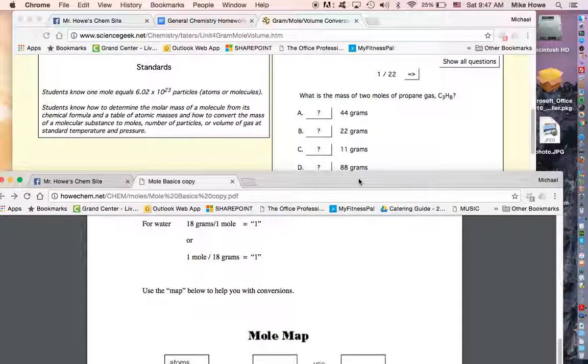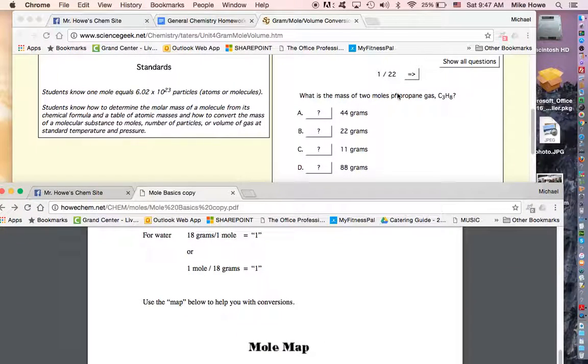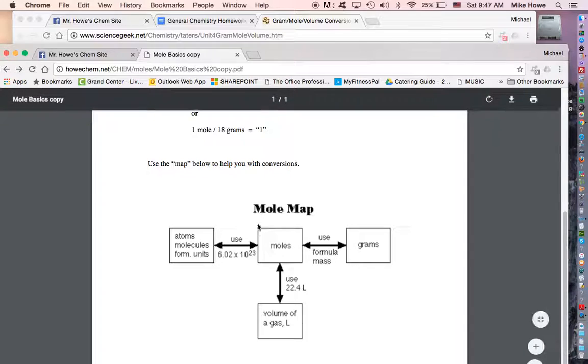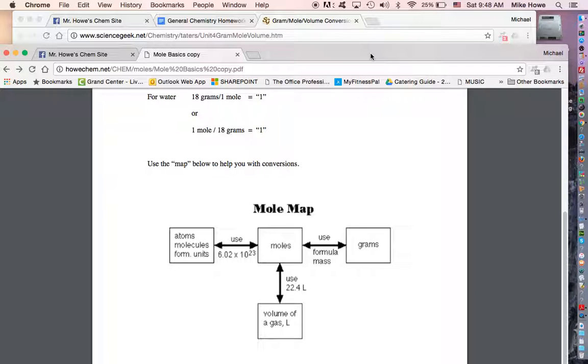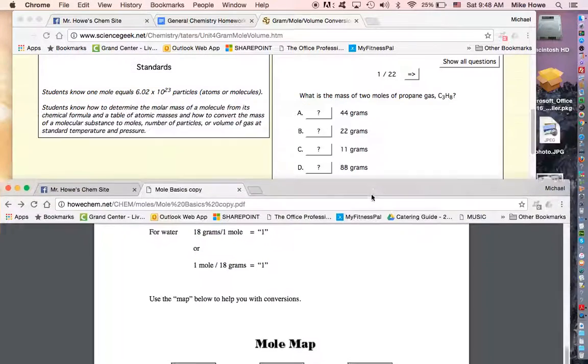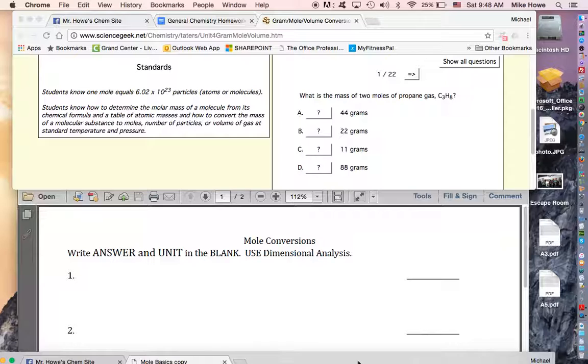We'll take a look at this first problem. The mass of 2 moles of propane: in this case you're given 2 moles and you want to find mass. Mass is measured in grams, so you're going from here to here, which tells you that you're going to use the formula mass definition. This is available on the website. It's hard to navigate back to it all the time, so you might want to have this out to refer to as we work through a couple problems.